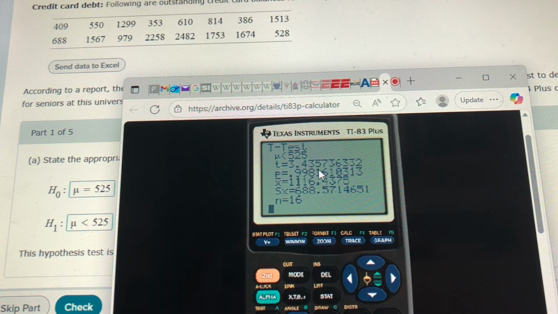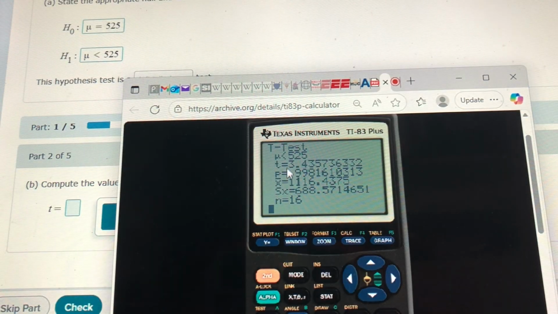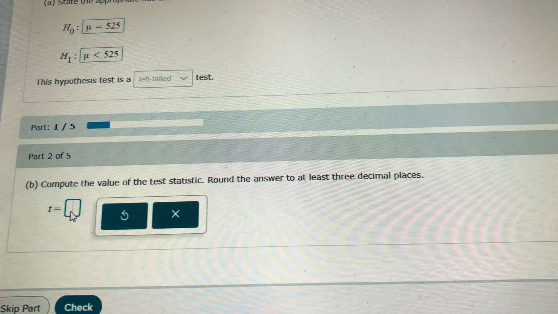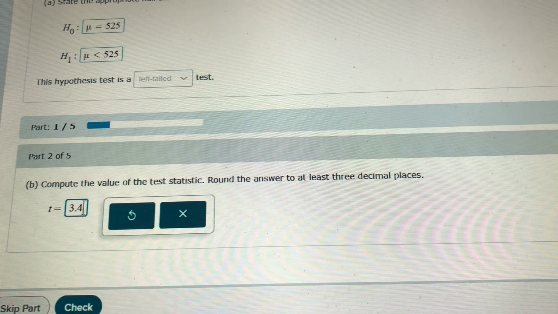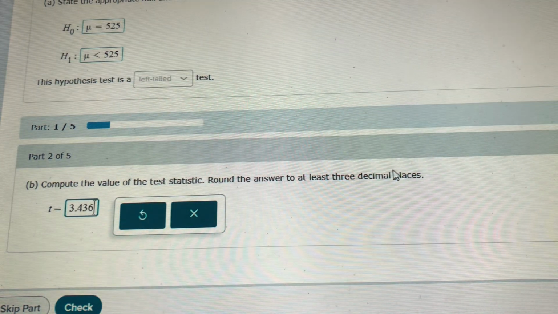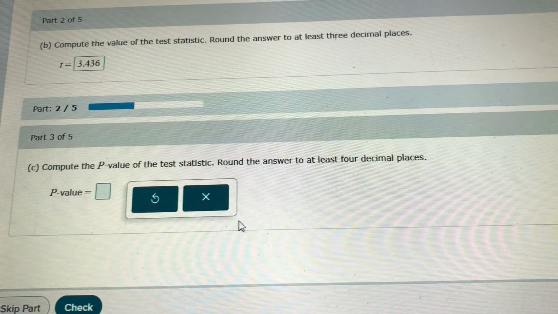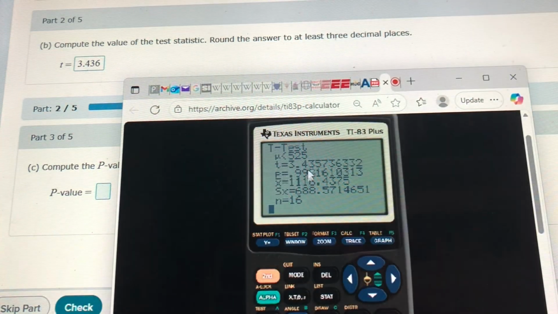There's the test statistic for step 2, and there's the p-value for step 3. The test statistic T is 3.44. Oh, they want 3 decimals now. Usually they like 2 for this one. 3.436. And the p-value is extremely high, 0.9982.